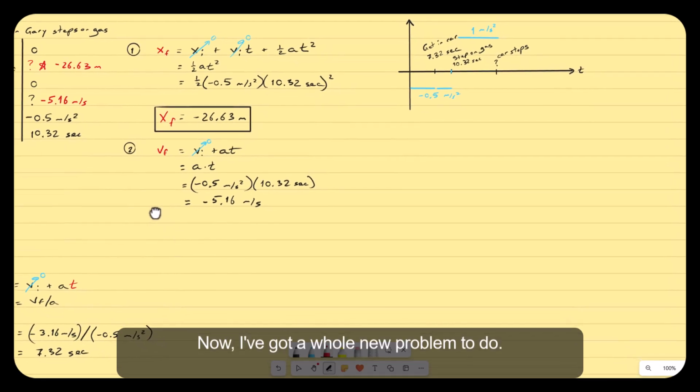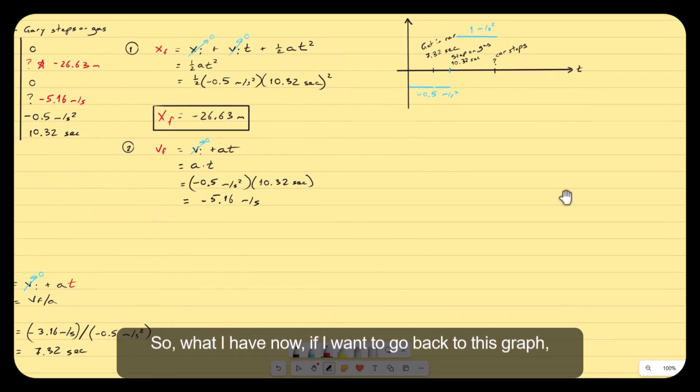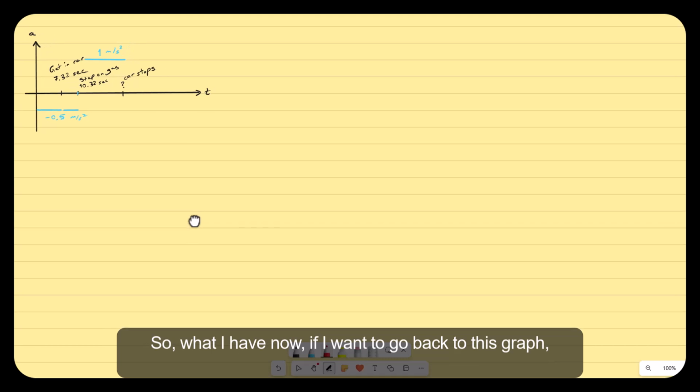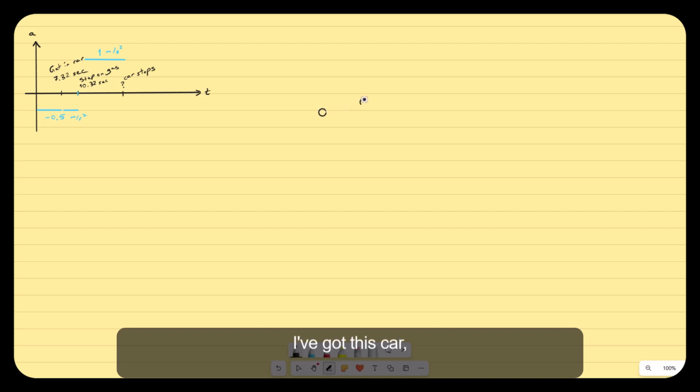Now I've got a whole new problem to do. So what I have now, if I want to go back to this graph, if I want to go back to my picture, I've got this car. That was unkind. I've got this car like this. I'm on a hill.